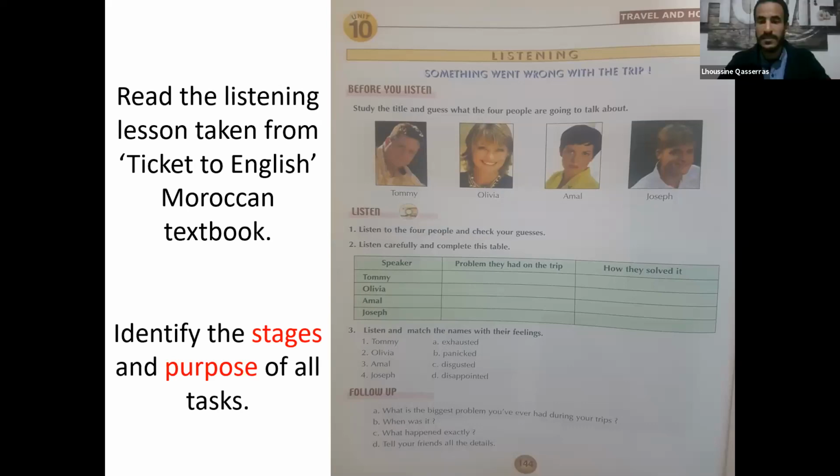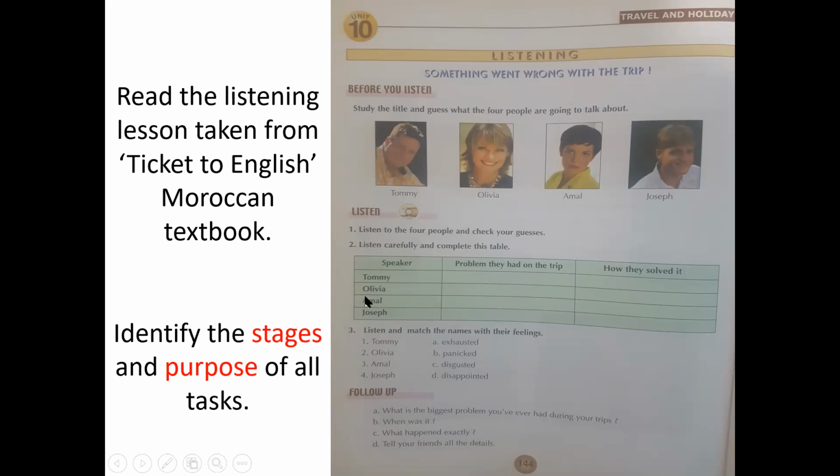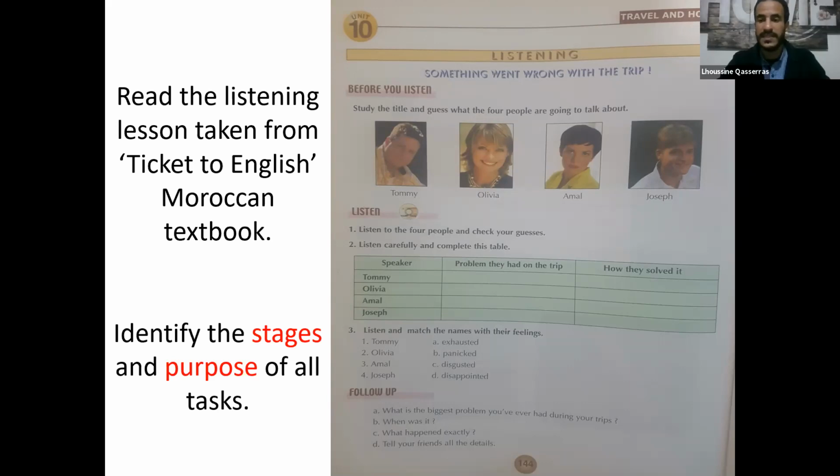And then students listen the first time and answer. You can give them the second chance, the second listening. They have to listen and write. For number 3, listen and match the names with their feelings. Again, once you correct exercise number 2, you move to the third listening because it's difficult to infer behind the lines. Tommy, Olivia, Amal, and Joseph. Okay. Do you want to listen again for the while stage?